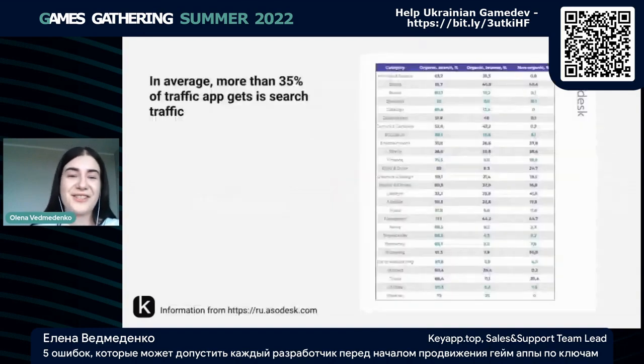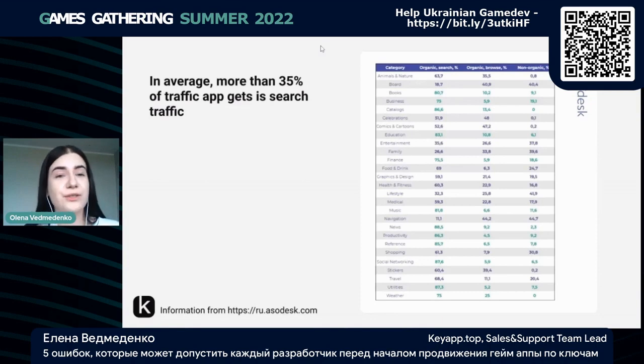So basically, let's start. According to statistics provided by ASO agencies, more than 35% of the traffic an app gets is search traffic. Search traffic is organic, and to tell the truth, it is the most important source of traffic an app may get, as when users download an app from search, they already know what they are looking for and which app they would like to download.